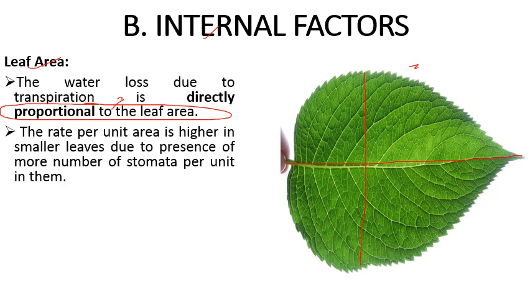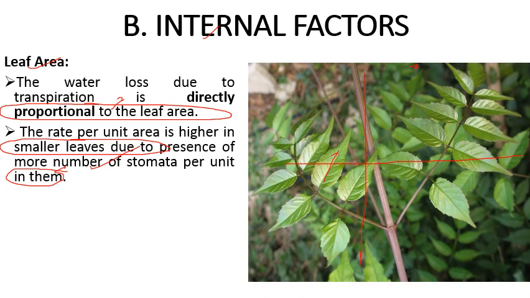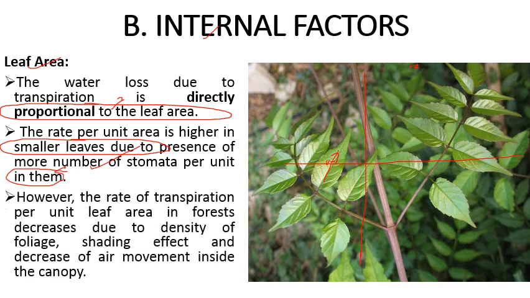The rate per unit area is higher in small leaves because they contain more stomata per unit area. जो small leaves होते हैं उनमें जो rate of transpiration है ज़्यादा होता है क्योंकि इनमें number of stomata ज़्यादा होते हैं. So it leads to the greater rate of transpiration. However, the rate of transpiration per unit leaf area in forest decreases.